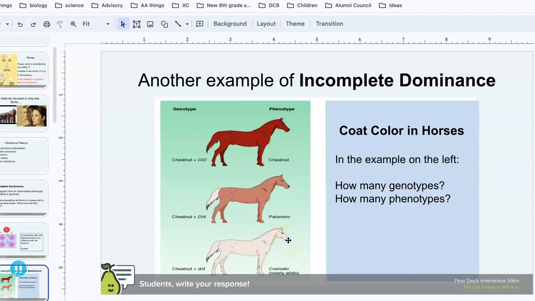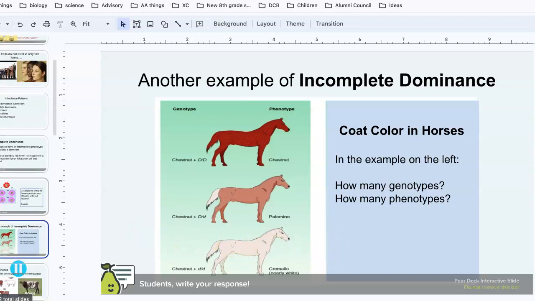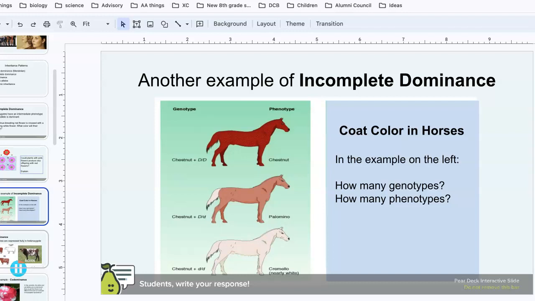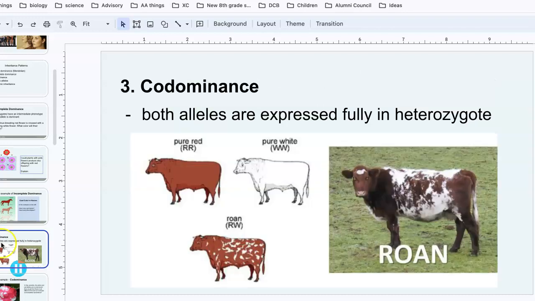How many genotypes are there? There are 3, right? Big D big D, big D little d, and little d little d. How many phenotypes are there? There are 3. So there are some differences that exist when doing this, but it's really important that you're able to understand that. I would say that incomplete dominance probably is more intuitive for most people to just imagine that there are mixes between the phenotypes.